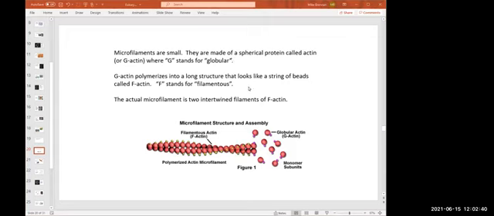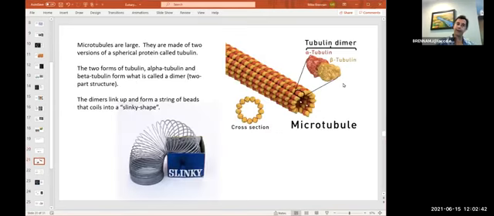All right, so that's that for microfilaments. Microtubules, way bigger by comparison. Those are big hollow tubes, and they're made of a spherical protein called tubulin as well.